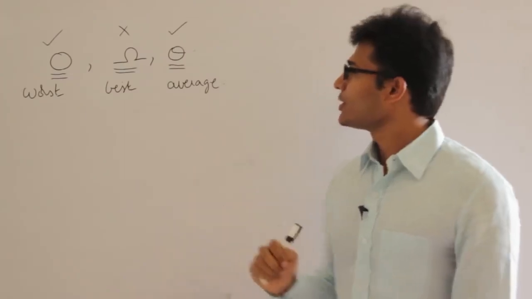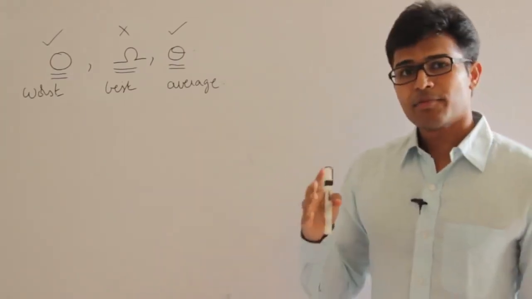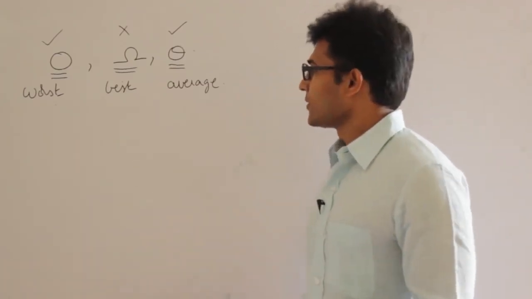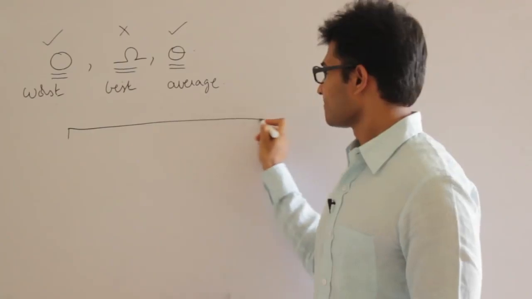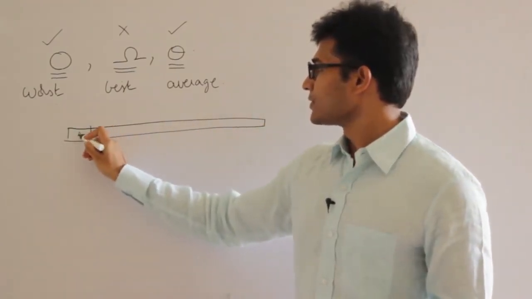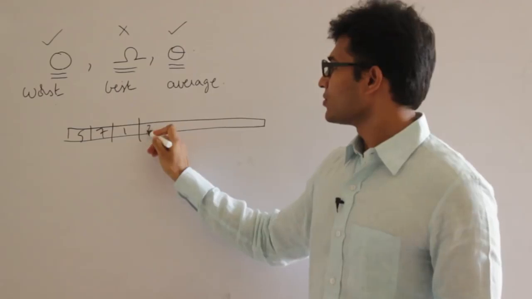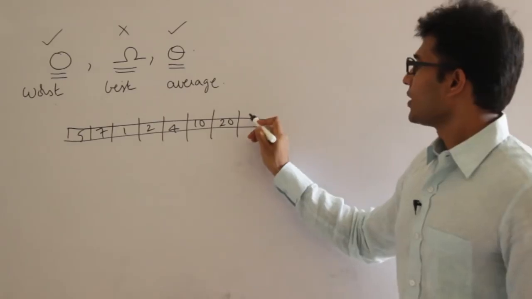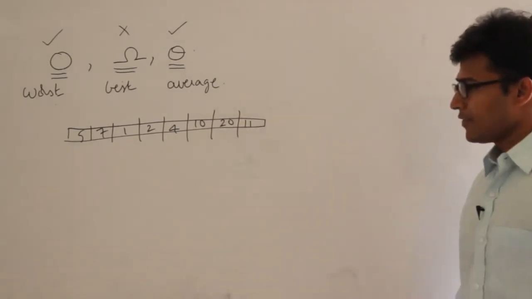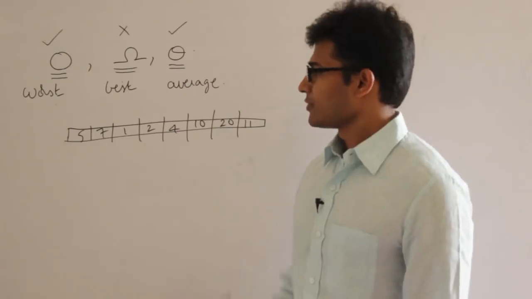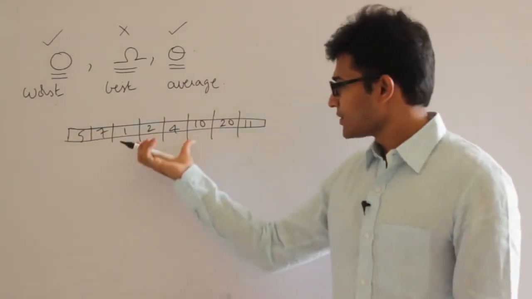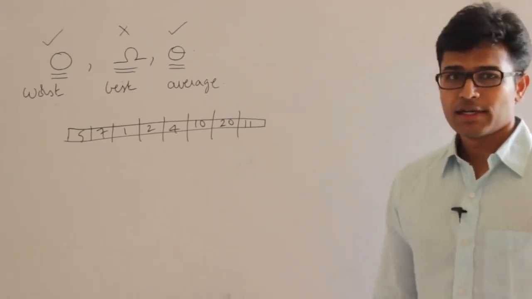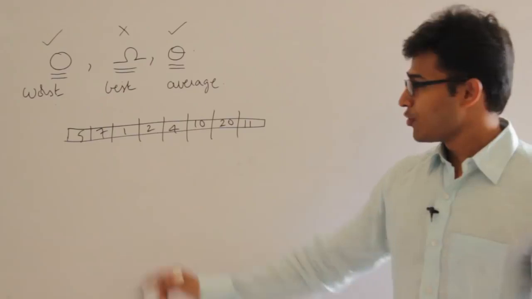In order to make this point even clearer, I will take a practical algorithm and show you how it works. Assume that we have an array of numbers like this: 5, 7, 1, 2, 4, 10, 20 and 11. Now we have to search for an element. Given this input, let us assume that the size of this array is n. Let us say I want to search for an element, and I'm going to use linear search.